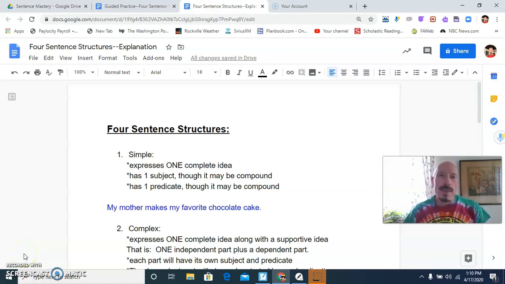Hello. I'm going to take a quick moment to just verbally support my explanation of the four sentence structures. Now, in the past, you've learned of three different kinds of sentences: simple, compound, and complex.